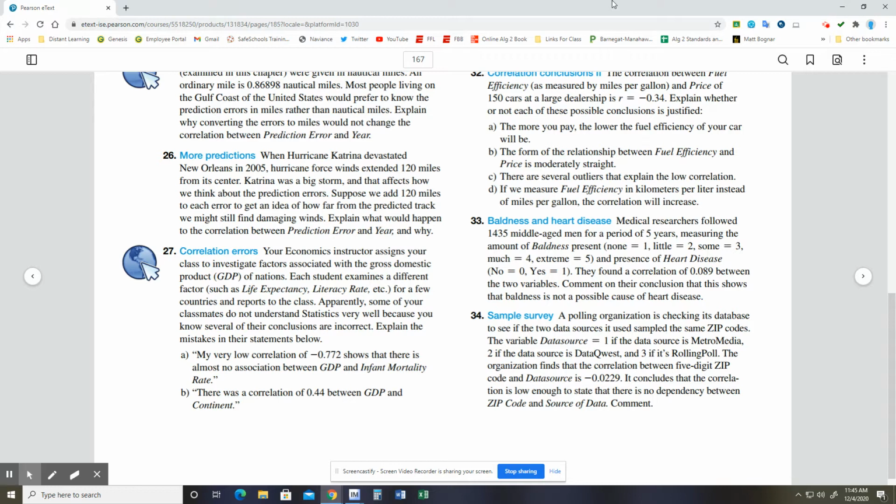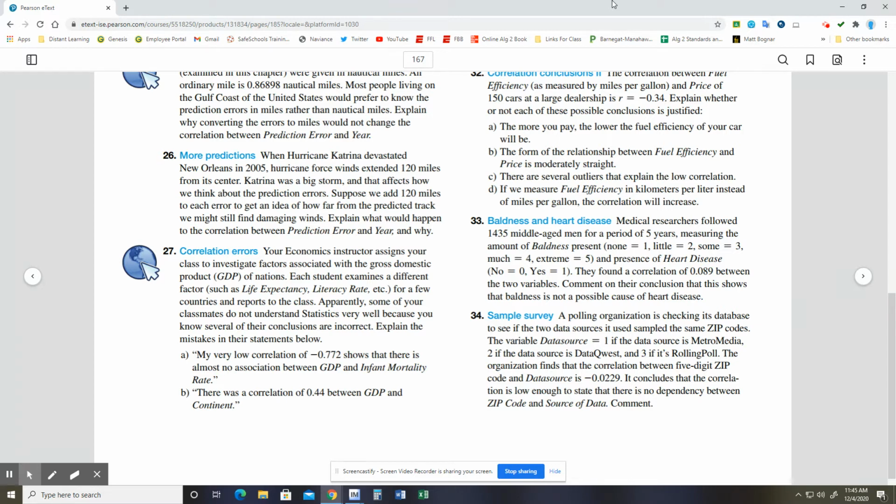Statement A. My very low correlation of negative 0.772 shows that there's almost no association between GDP and infant mortality rate. In reality, correlation can be measured between -1 and +1. So the closer it is to either end, the stronger it is. So a negative 0.772 is actually fairly strong. So that's an incorrect statement. There actually is a fairly strong negative linear association.